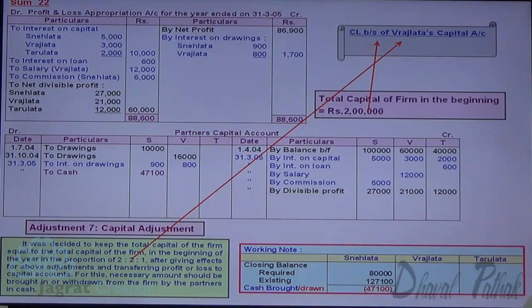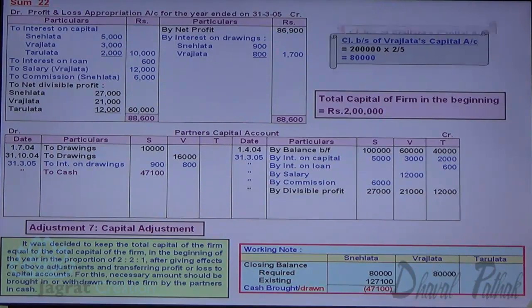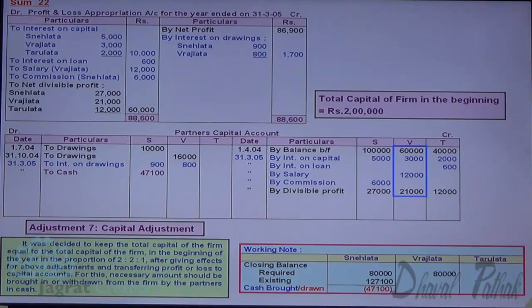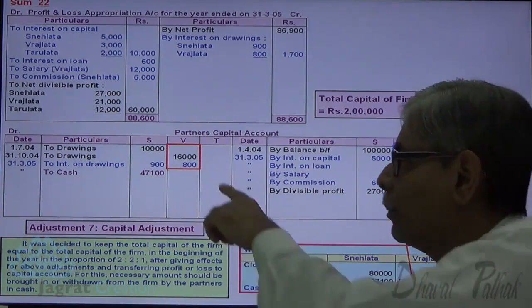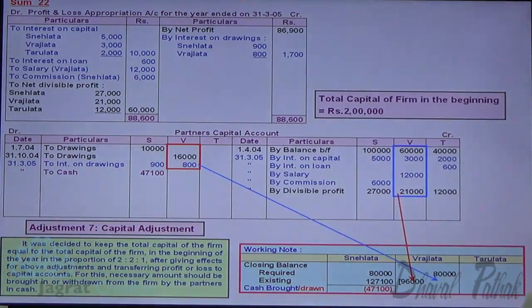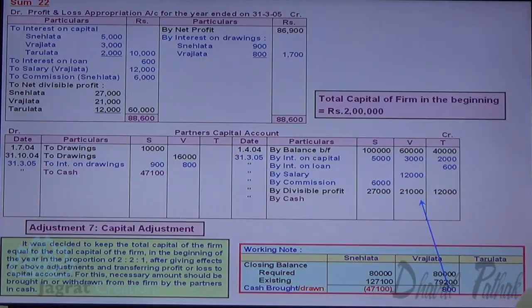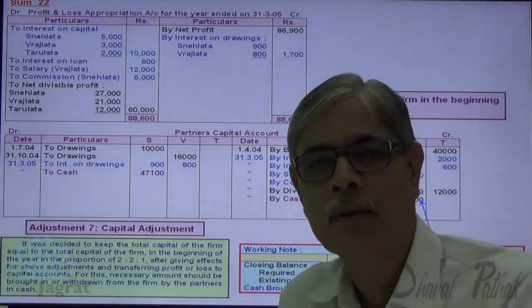For Vrajlata, the capital required to be maintained is 2 lakhs into 2 by 5, that is 80,000. Let us work out the existing capital: 60,000 plus 3,000 plus 12,000 plus 21,000, that amounts to 96,000. From that you are required to deduct 16,800. So you will get the existing capital by difference, 79,200. Existing capital is less than the required capital. So Vrajlata has to bring the difference, that is 800. Vrajlata brings 800. She is a giver of 800 rupees to the firm. Vrajlata's capital account credit, cash account debit, 800.